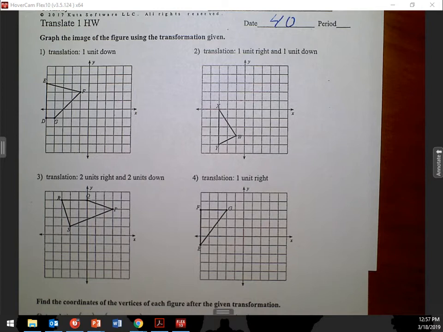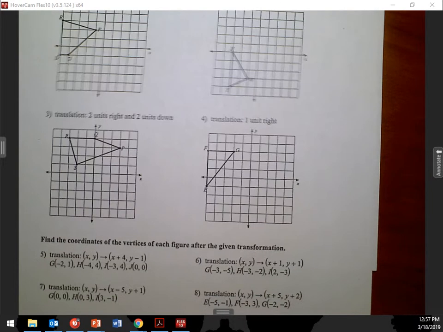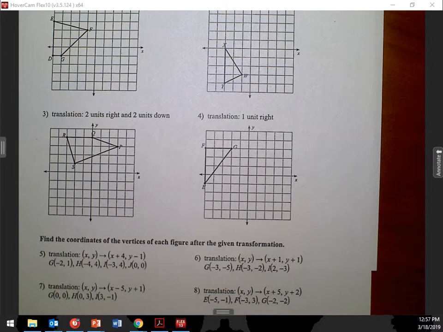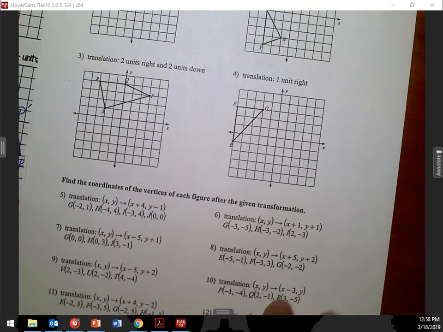All right. Let's take a look at this. Translate. So we got a bunch of stuff right here. This one says move the whole thing 1 unit down. Okay. Graph the image of the figure using the transformation given. So you're going to have those. This right here, find the vertices. So find your new points. This right here on the bottom, you're just finding the new points.